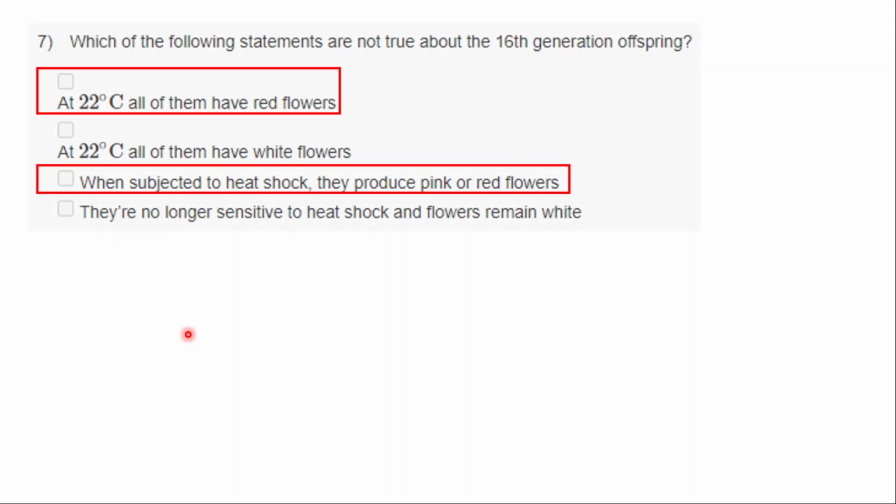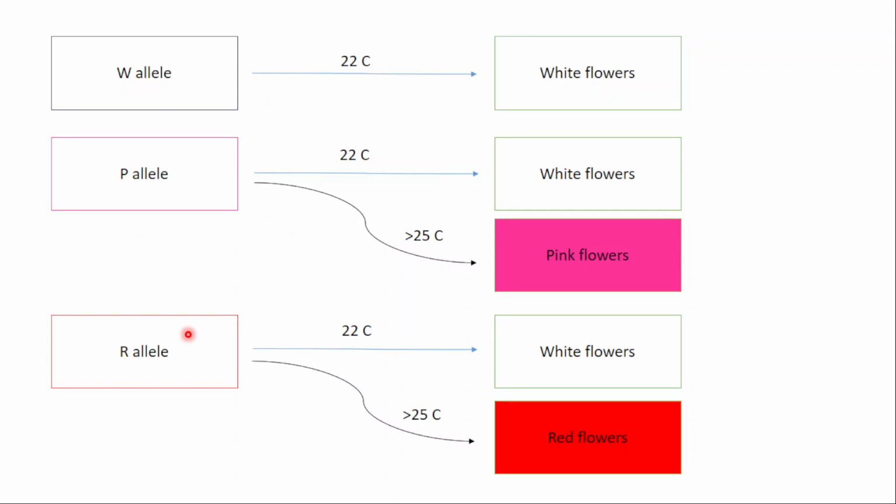Very good. Let us understand a little about this arrangement. So in our question we had plants with three color alleles, W allele, P allele and R allele. So the W allele at 22 degrees Celsius as well as over 22 degrees, 25 degrees Celsius, will always produce white flowers. The P allele at 22 will produce white flowers, but greater than 25 it will produce pink flowers. And the R allele at 22 gives white flowers, greater than 25 red flowers.